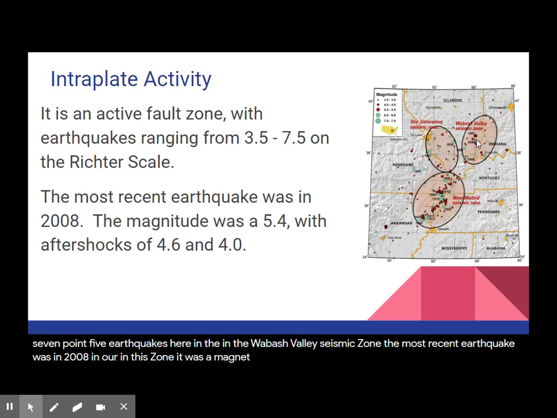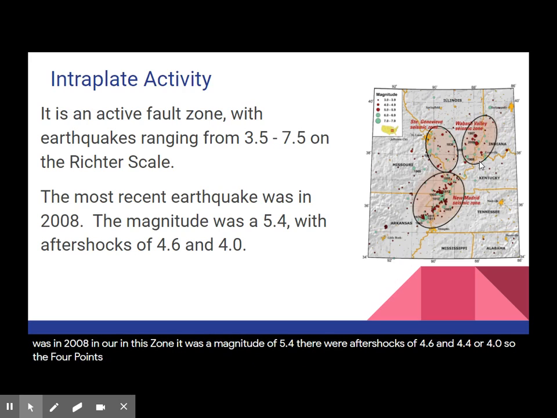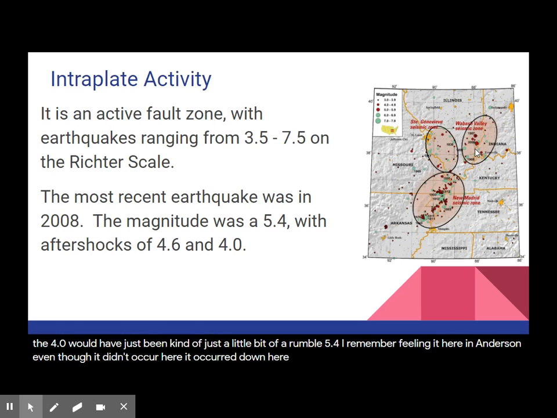It was a magnitude of 5.4. There were aftershocks of 4.6 and 4.4 or 4.0. So the 4.0 would have just been a little bit of a rumble. 5.4, I remember feeling it here in Anderson, even though it didn't occur here, it occurred down here. I remember feeling it up here in Anderson.